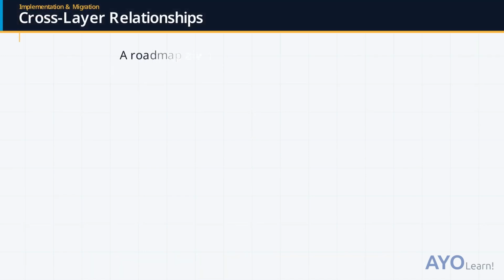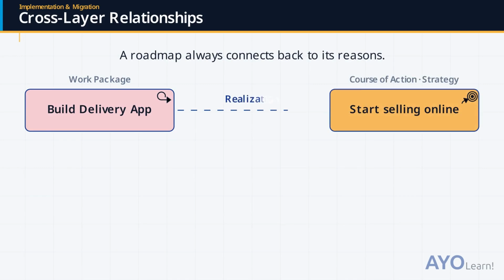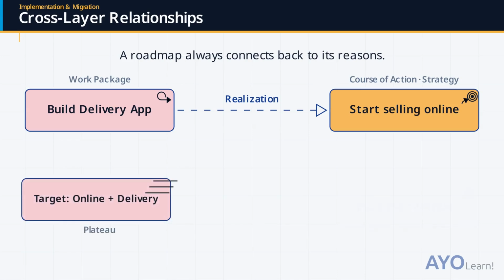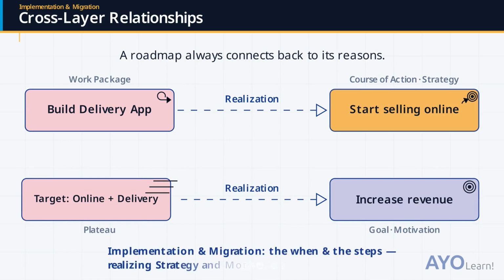A roadmap always connects back to its reasons. The work package Build Delivery App realizes the course of action and strategy, start selling online. The plateau target, online plus delivery, realizes the goal in motivation, increase revenue. So implementation and migration shows the when and the steps, realizing strategy and motivation.